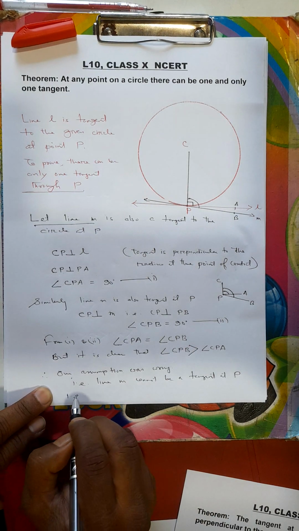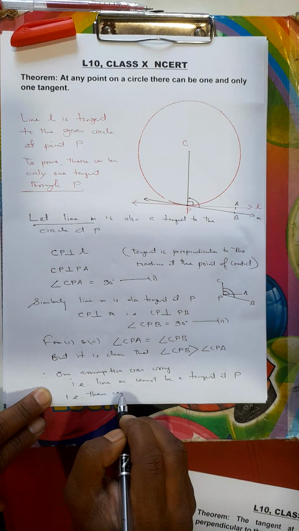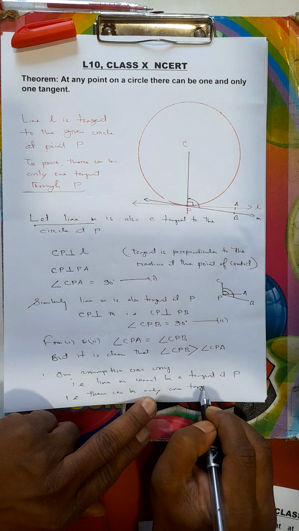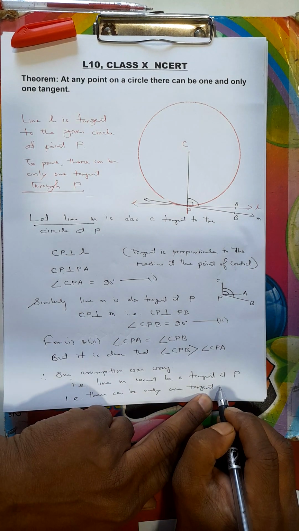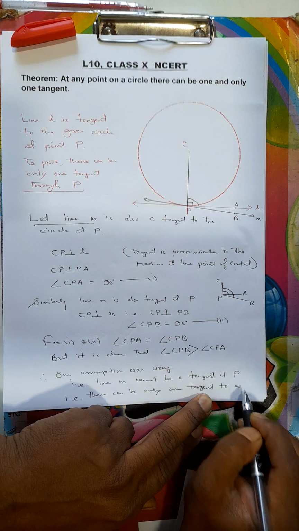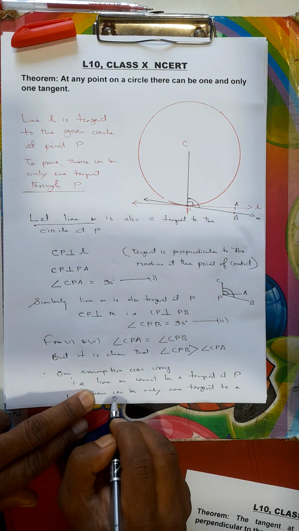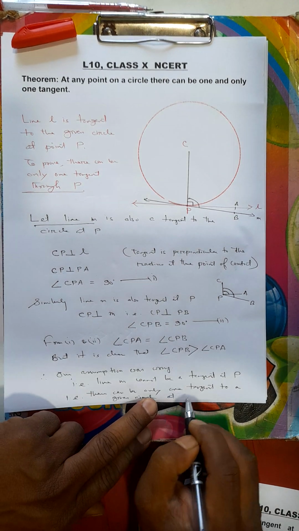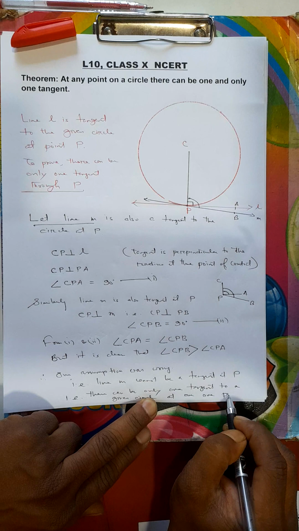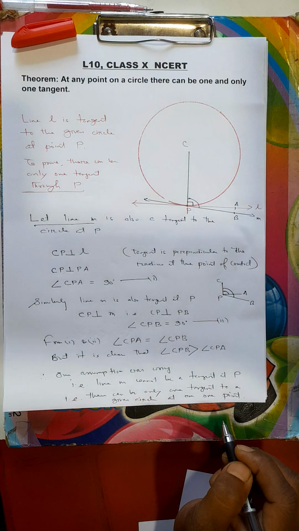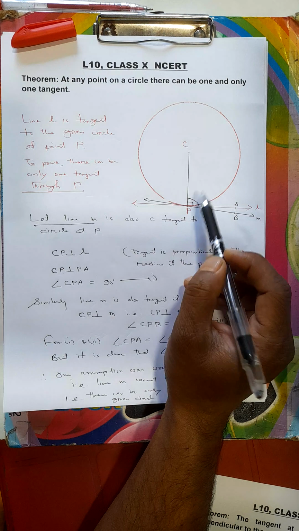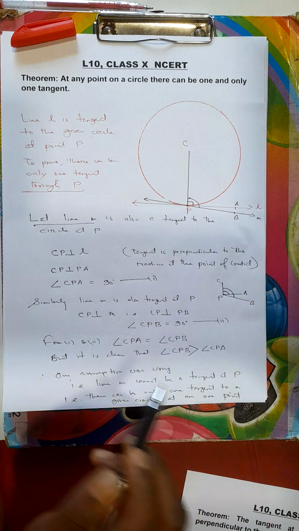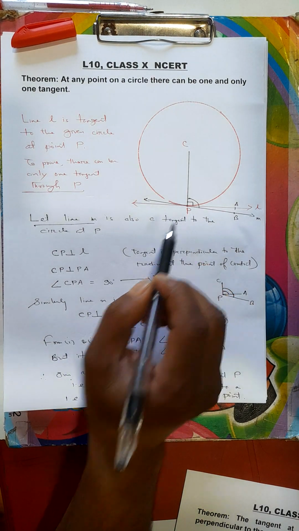That is, there can be only one tangent to a given circle at one point. Right? So to the given circle, there can be only one tangent at one point on the circle. We cannot draw more than one tangent.